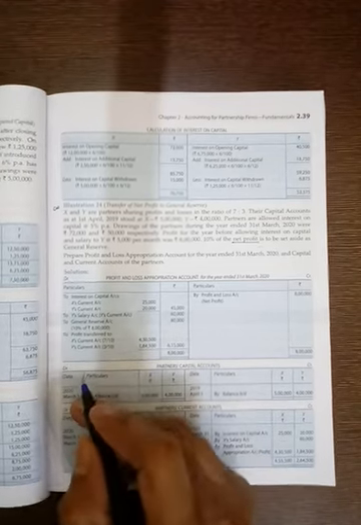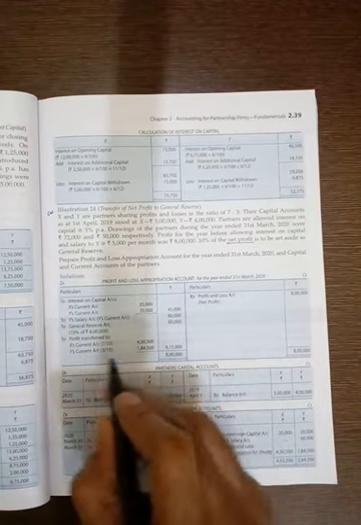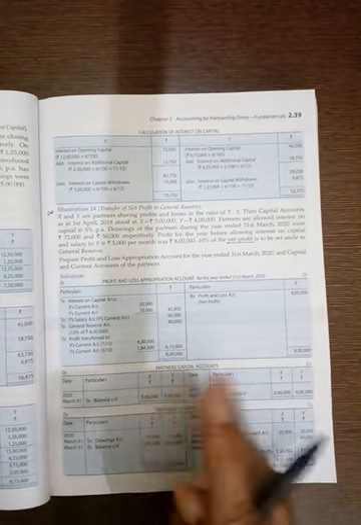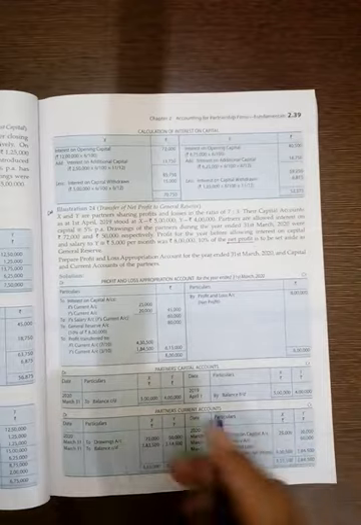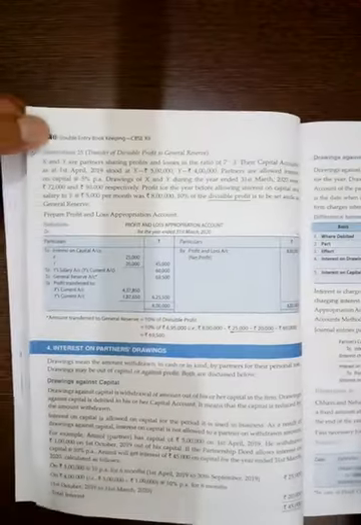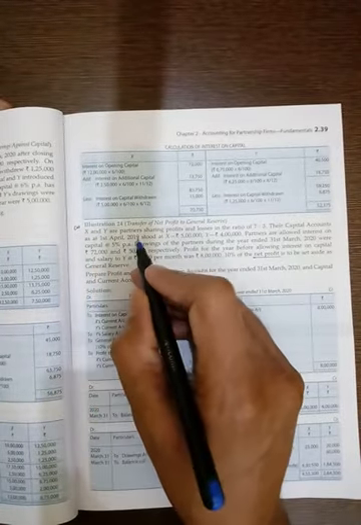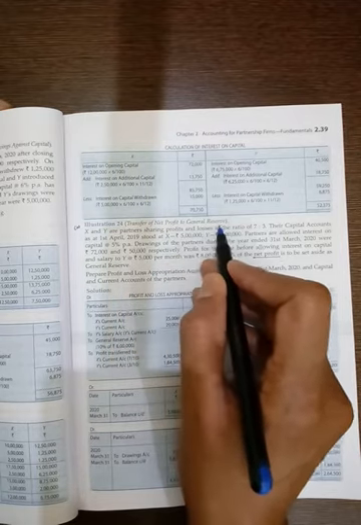Hello students. Today let us understand how to prepare profit and loss appropriation account. There are two examples, two illustrations, 24 and 25, that we are going to discuss now. So illustration 24, transfer of net profit to general reserve.